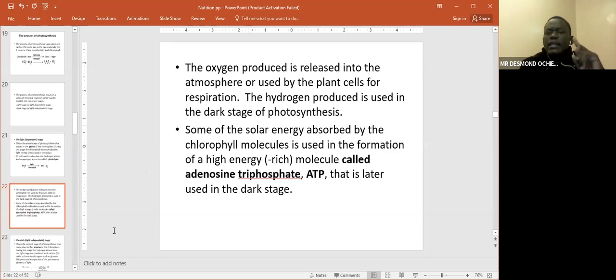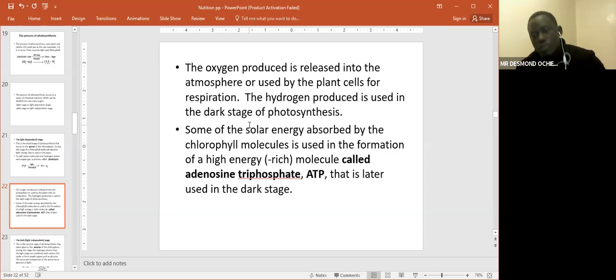The next use of the light energy is, we're saying that some of the solar energy absorbed by the chlorophyll molecules is used in the formation of a high energy molecule called ATP, or adenosine triphosphate. That energy rich molecule is also used in the dark stage. And we will be able to see the function of ATP, or adenosine triphosphate.